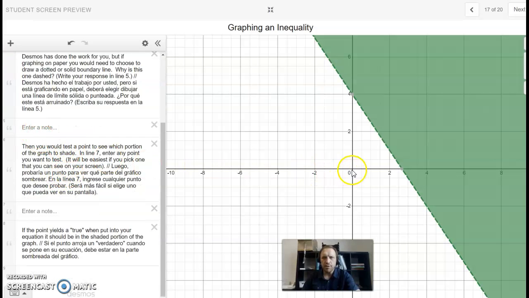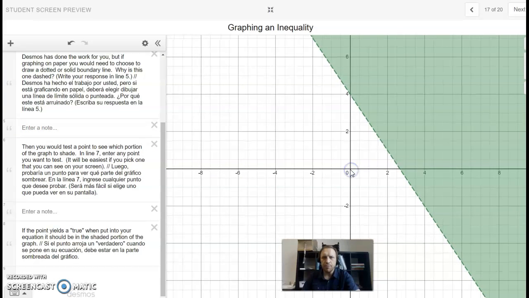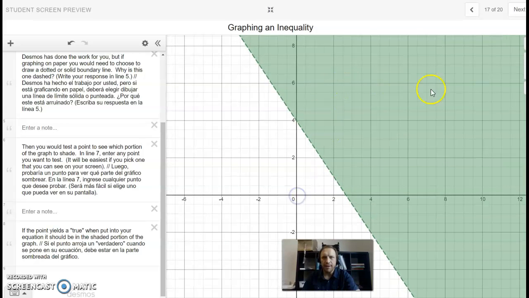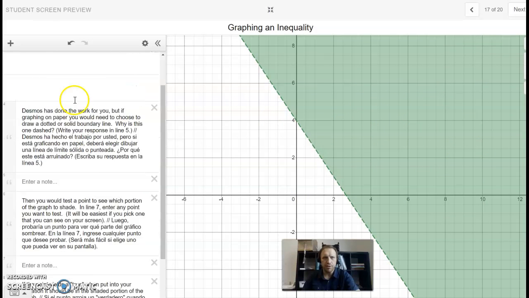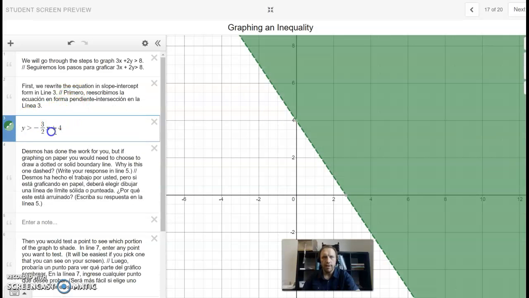How do we test a point which side to shade? So if I tested 0, 0, right, that would not be a selection. But if I tested anything in the shaded region, remember, those are the solutions to this inequality. Y is greater than negative 3 halves x plus 4.